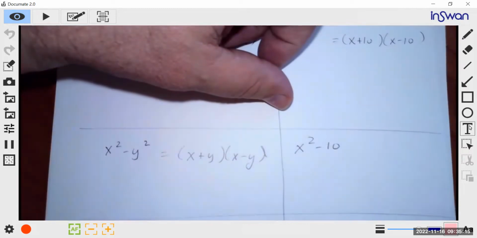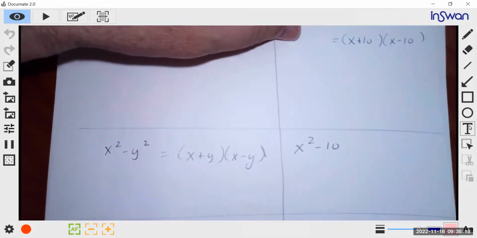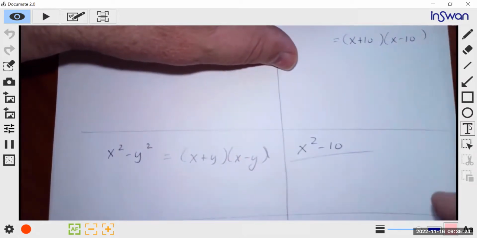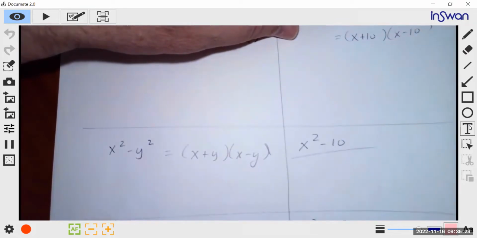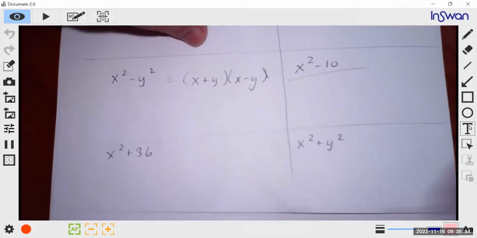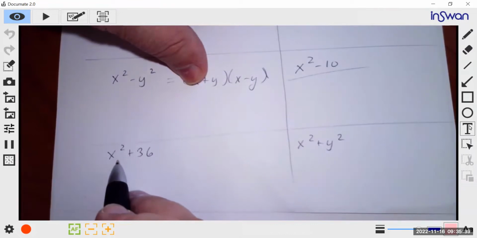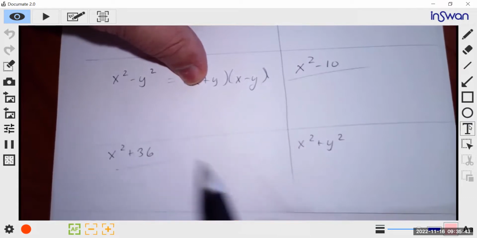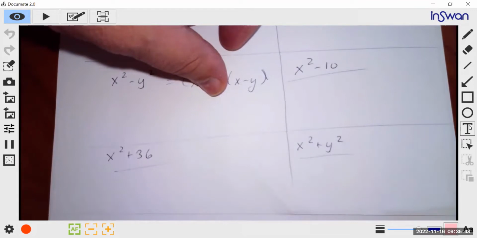How about x squared minus 10? Two terms. Is a minus between there? Is the first term squared? Is the second term squared? Nope. That's as far as you can go. And these last two. And you do this one. Is the first term squared? Is the second term squared? Is it a minus between there? Nope, can't go any further. Same thing here. Can't, because it's not a minus sign.